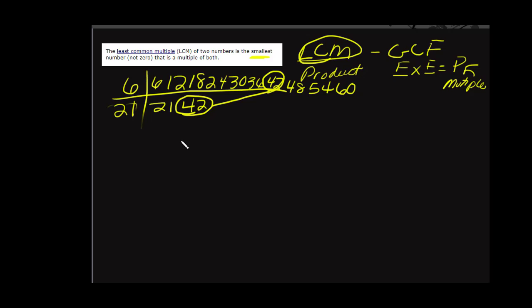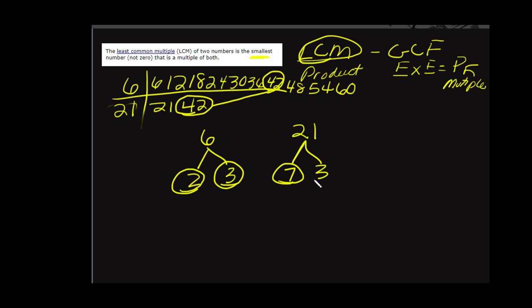Another way that we learn to solve this is using prime factorization, where you write the two numbers down, 6 and 21, and you factor them out until you get them into their prime. So 2 and 3. 2 is as small as it can go, and 3 is as small as it can go, so we circle them. 7 times 3 is 21, and they are both as small as they can go, so we could circle them.